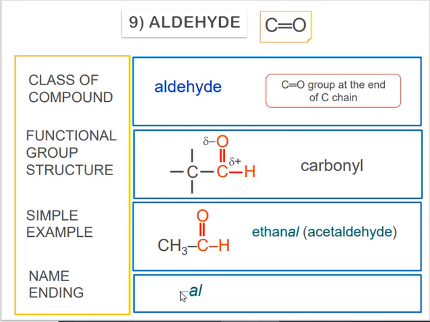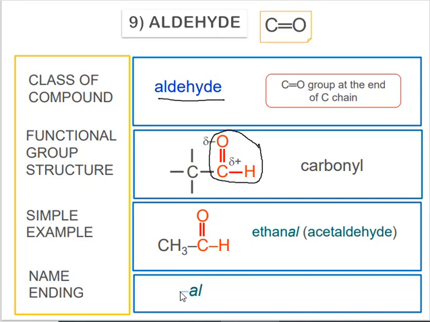Aldehyde has a C double bond O group at the end. It ends with C double bond OH. That's how you identify an aldehyde.